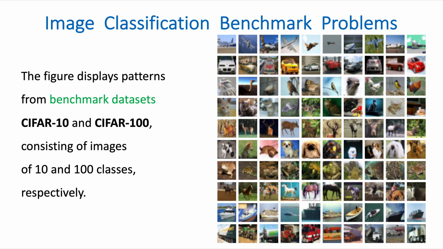For the purposes of testing, we use two tasks, CIFAR-10 and CIFAR-100. Those are well-known benchmark datasets consisting of images of 10 and 100 classes respectively. On the right side you can see examples from these datasets representing different animals, vehicles, and so on.